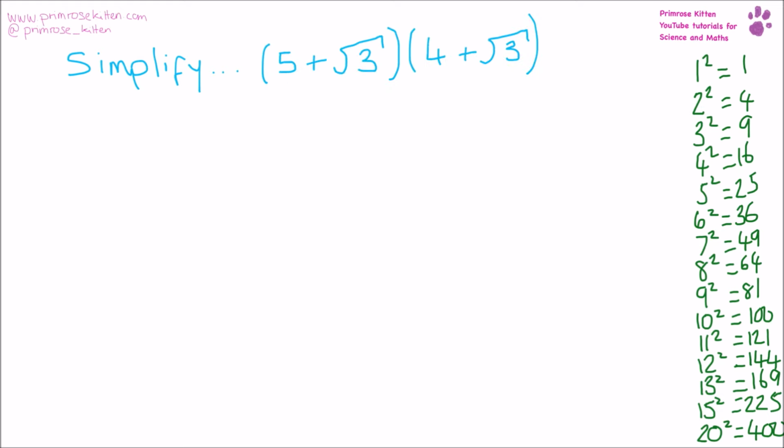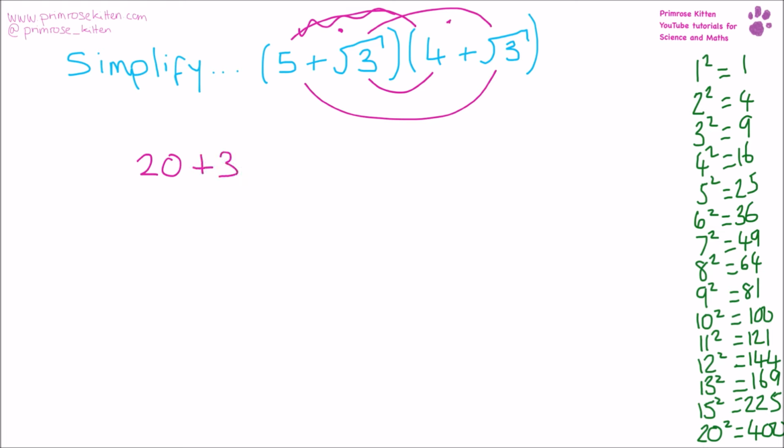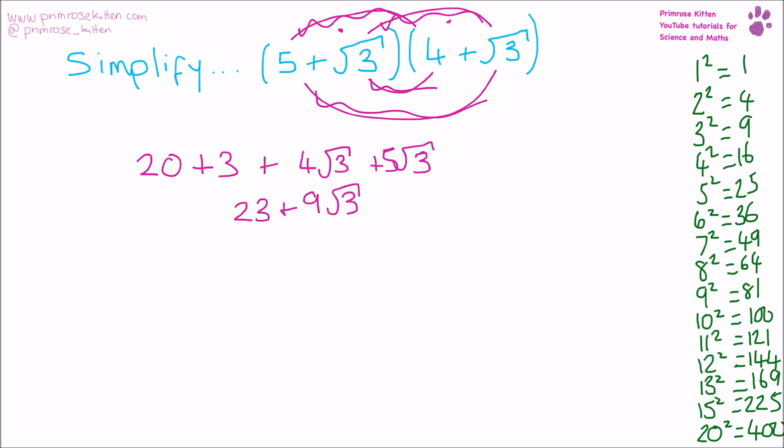Last style of question here, this is multiplying out the brackets. So, our nice little smiley face there. So we have 5 times 4 is 20, cross out the one we've just done. Square root of 3 times the square root of 3, this is the tricky bit, is 3. 4 times the square root of 3 is 4 times the square root of 3. 5 times the square root of 3 is 5 times the square root of 3, giving us an answer of 23 plus 9 square root 3.